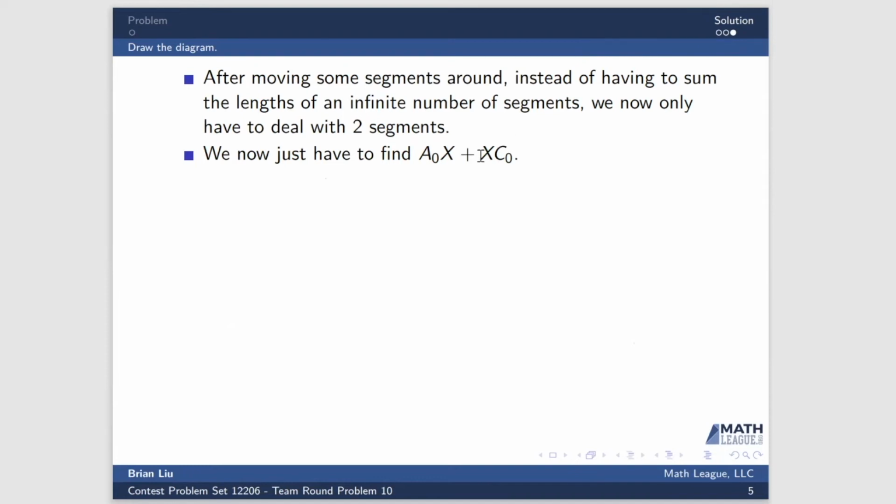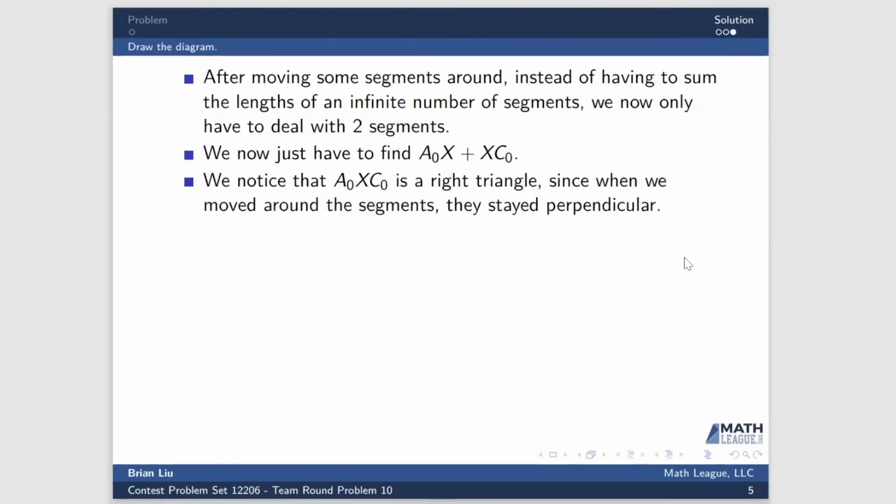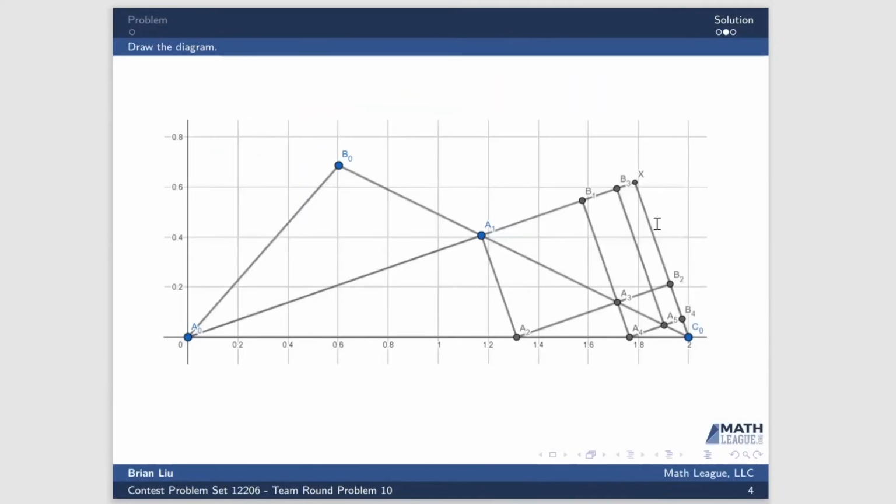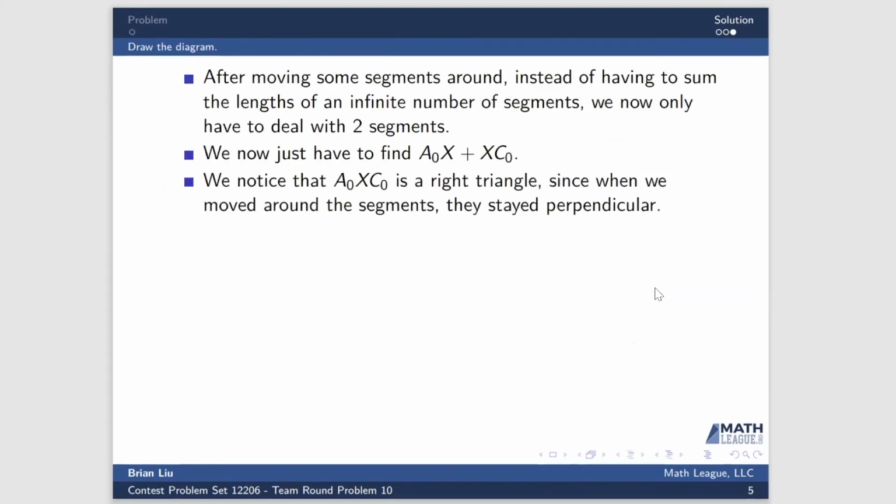And so that motivates us to look at what we can figure out about the triangle A0XC0. A first thing we can notice is that it's a right triangle, because the segments started out perpendicular. For example, when we moved A1A2 here, XB2 is still perpendicular to A0X. As we move this stuff around, the right angles are preserved, so it stays a right triangle.